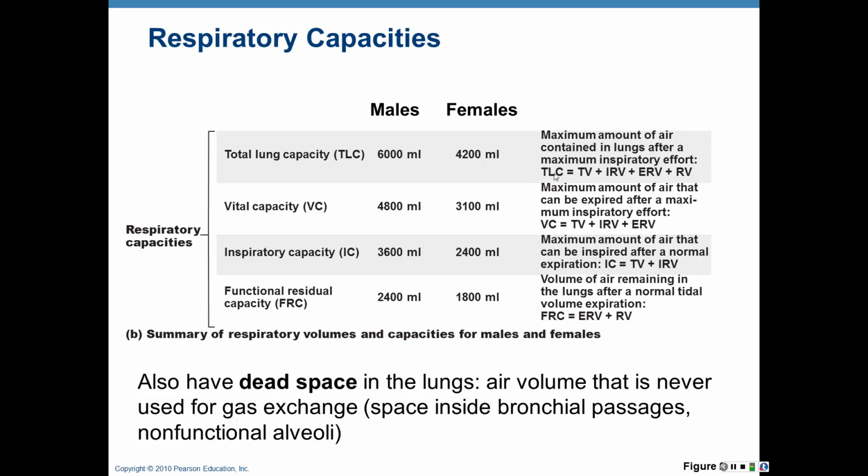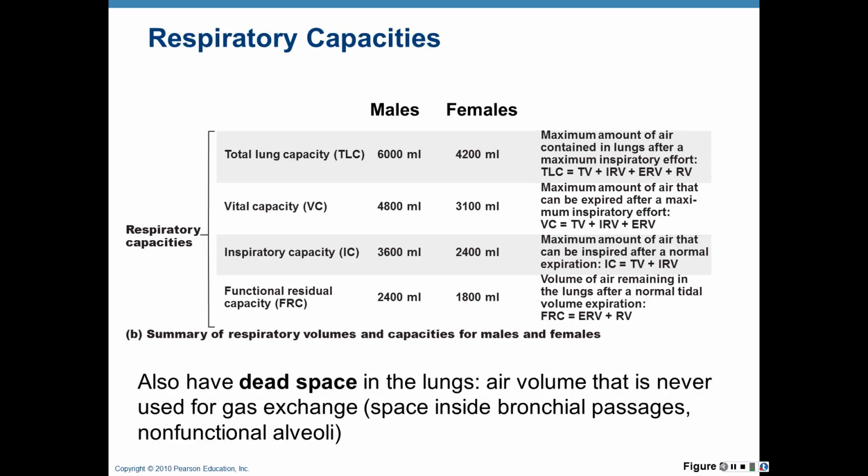And that can actually be calculated if you know your tidal volume, your inspiratory reserve volume, if you've measured that, your expiratory reserve volume, and your residual volume in the lungs. If you put all of those things together, that gives you your total lung capacity.